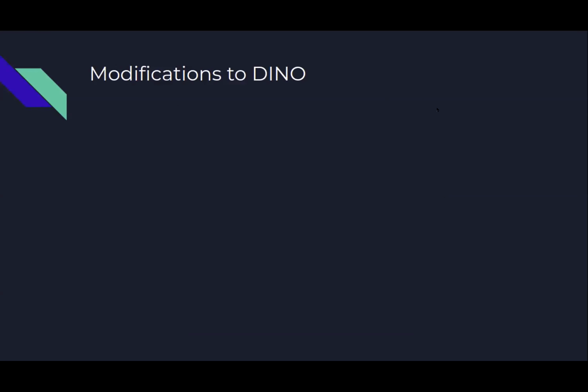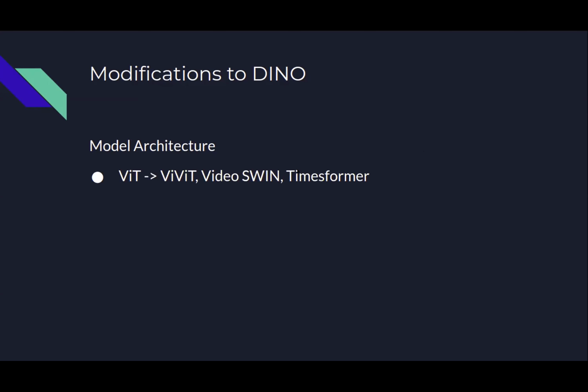Now, how do we modify this for video? Well, first, mainly is the architecture of the student and the teacher. In Dino, their best model is using the vision transformer. Instead, we can experiment with the video vision transformer, video swin, or timesformer.